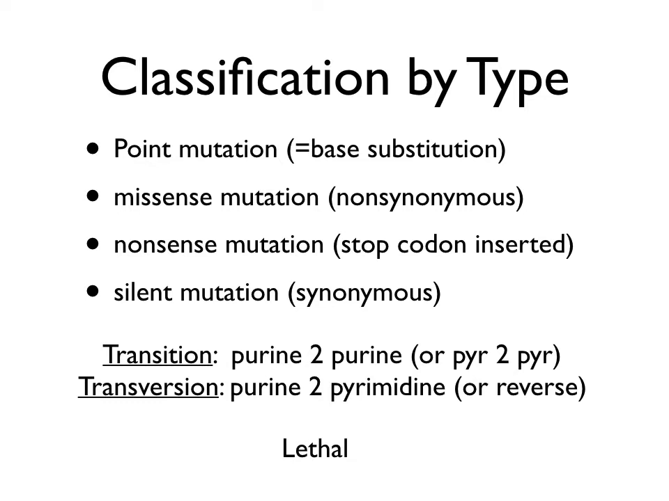Or a pyrimidine substituted with a pyrimidine. A transversion is when you have a switch from purine to pyrimidine or the opposite. Okay, I've got an image on the next slide. There's a figure in your text from which I derived this figure. It shows you the difference between transitions and transversions. This makes it clear based on the chemistry of the bases, but you should understand the difference between a transition and transversion and be able to identify them.